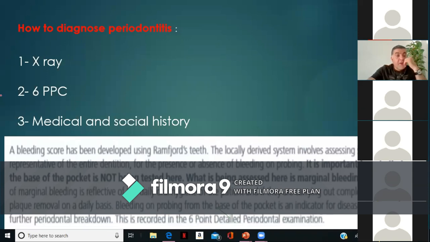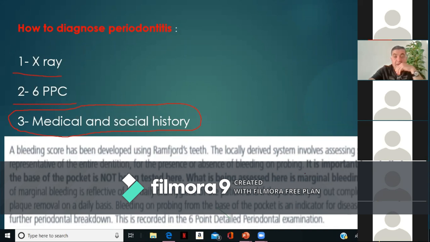Now, we need X-ray. We need 6-point pocket charting. And we need medical history and social history. Actually, we do this for any new patient and we keep updating. They are really important. Before I start that, I really liked this important point. Maybe you're not aware about it, okay, but it is a good idea to explain for you.